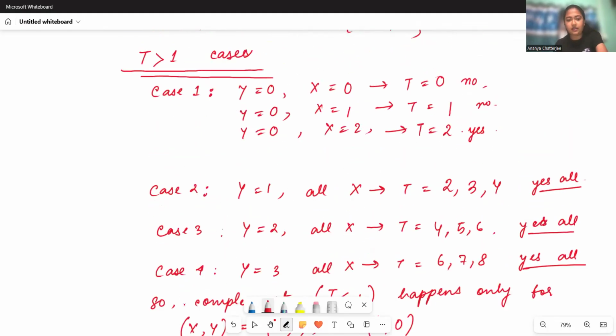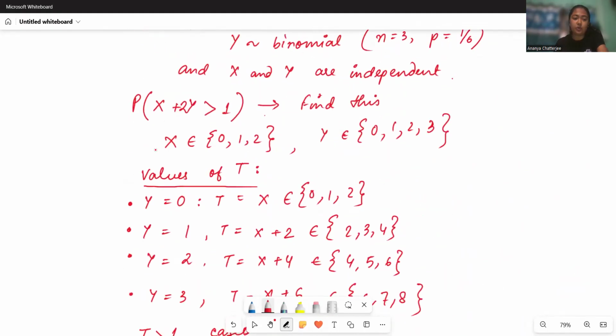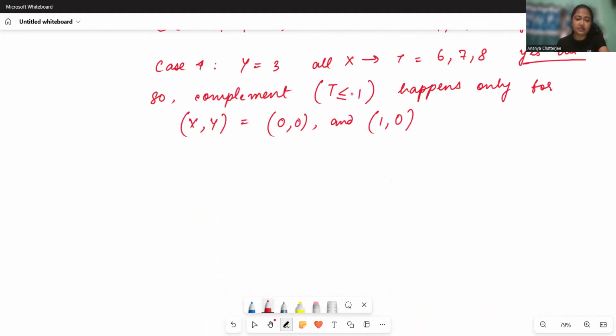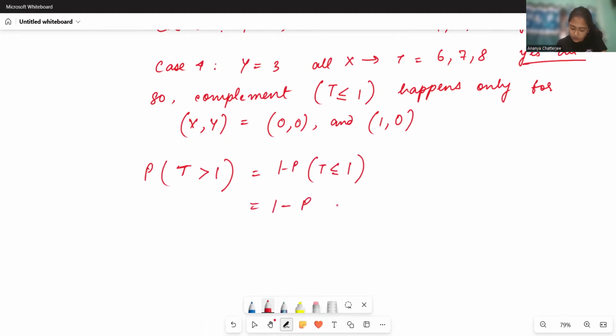Right? Now what we were finding is the probability that x plus 2y is greater than 1. Then we can write that probability t greater than 1 is equal to 1 minus probability t less than or equal to 1. That is, we can write 1 minus probability x equals 0, y equals 0, minus probability x equals 1, y equals 0.